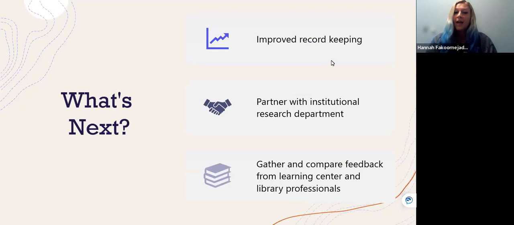So some of our next steps in exploring these ideas is to, one, continue to improve our record keeping between librarians and writing tutors, because we really need and want to be consistent in capturing the accurate student data. Number two, we want to work with our institutional research department to develop some research questions regarding student success rates of students who use both services versus those who don't. And they'll be able to conduct the wide scale studies that we wouldn't be able to in-house. So that's a really important resource for us to tap into.